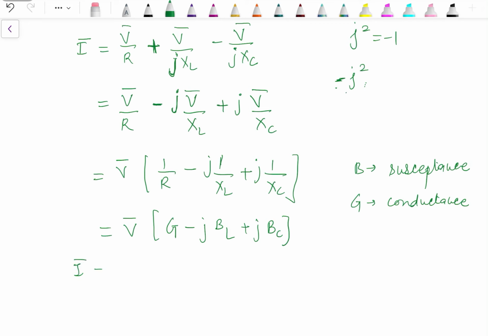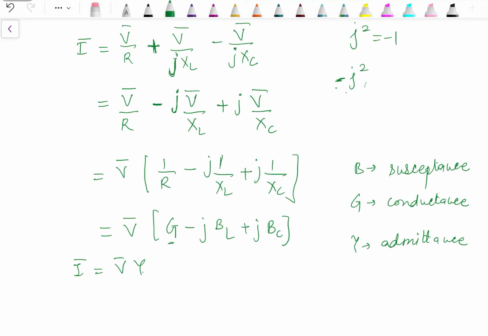So I is equal to V into Y, where Y is admittance. Admittance has two parts, real part and imaginary part. The real part represents the conductance and the imaginary part represents the susceptance. Now it's not always necessary that susceptance is simply 1 upon reactance. It can be different depending upon which elements are connected and how they are connected in the parallel circuit.